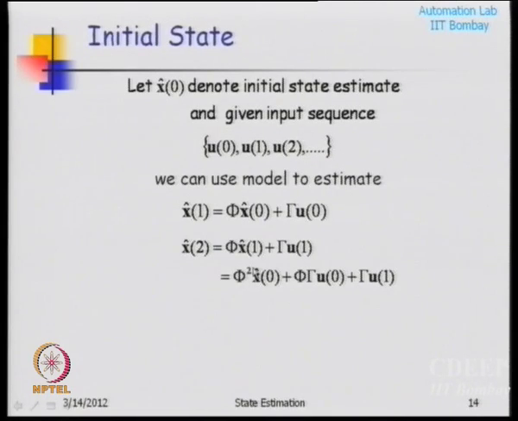okay. The initial guess that you make also has an influence on how you estimate X2. You can go on doing this and you can show that X3 will be a function of phi cube X naught, phi square U naught, plus there will be a U1 term and a U2 term.